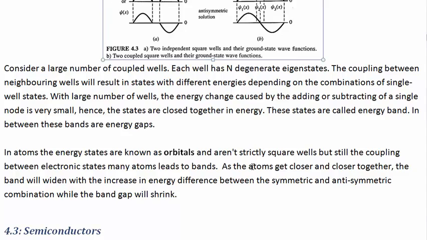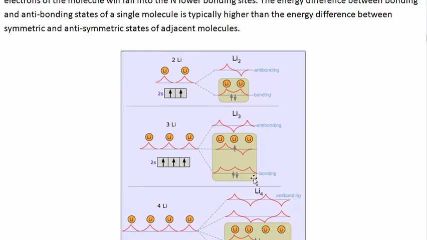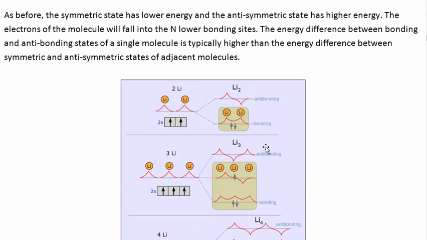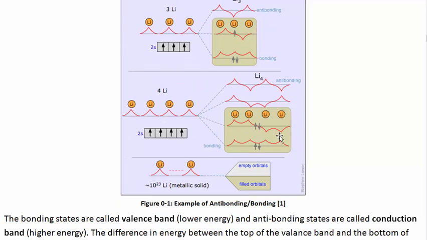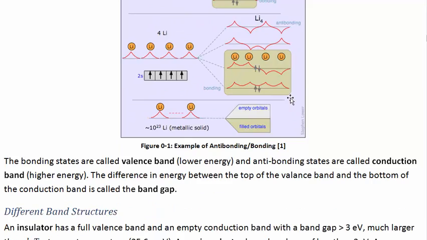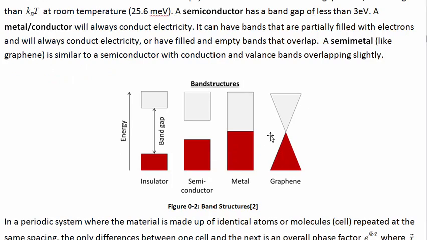If we've got a bunch of wells together, say in a semiconductor, we create a number of bonding and anti-bonding states. The bonding states being the ones that have this symmetric coupling, and anti-bonding being the ones with anti-symmetric coupling. Bonding energy states are a little bit lower energy than the anti-bonding ones. Important materials that we're going to be concerned with are insulators, semiconductors, metals, and then there's also semi-metals, but we're not going to worry about that.